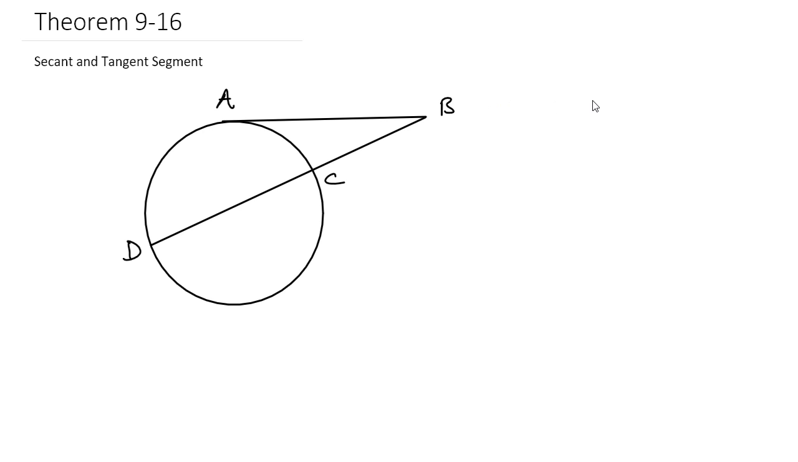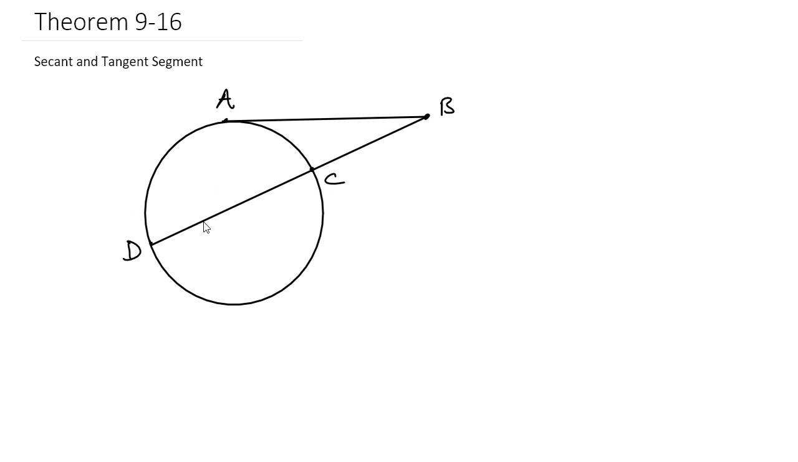This is Theorem 9-16. Before I describe what the theorem says, the one thing I will point out is that we start with a point somewhere outside our circle, and from there we draw a tangent line to the circle and one secant line. So we have these 4 different points.